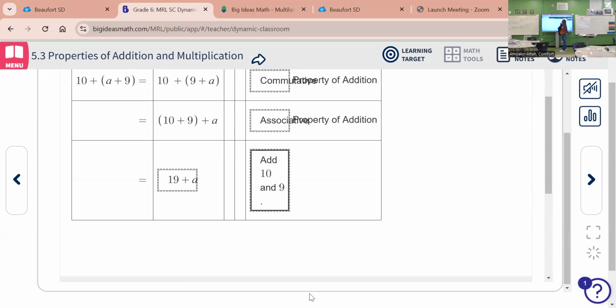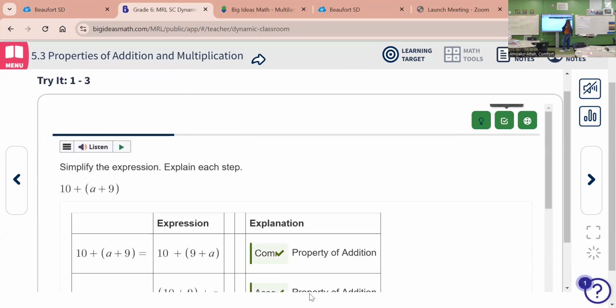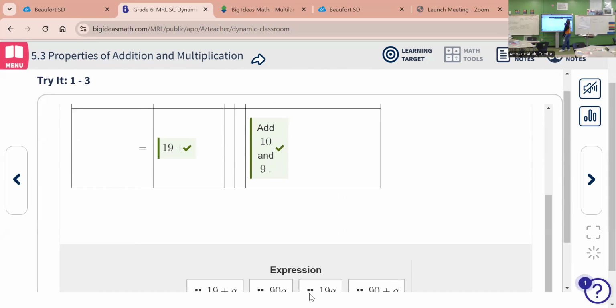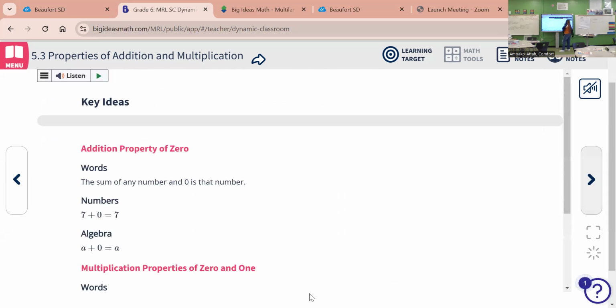Let's check out our answer here. Are you correct? Everything is correct. Good job, guys. Let's move on to the next one.